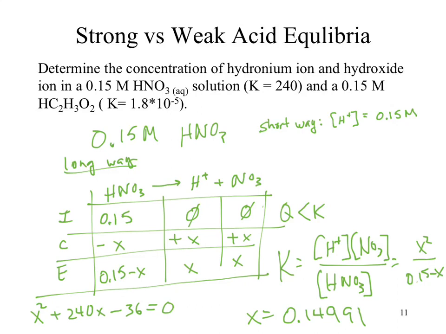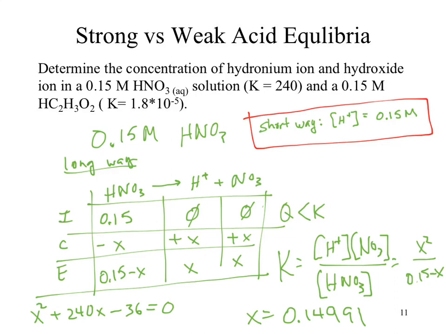Okay? You would then go through, solve your quadratic formula for what X is, and you'll get X equaling this number, 0.14991. All that work, and where did I start? Very beginning, I said short way, H plus equals 0.15. Compare that to what our X value was at the end.